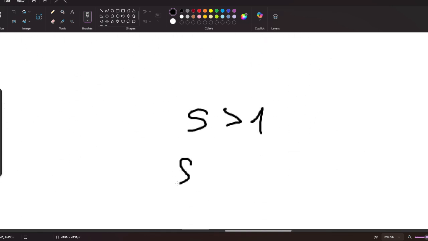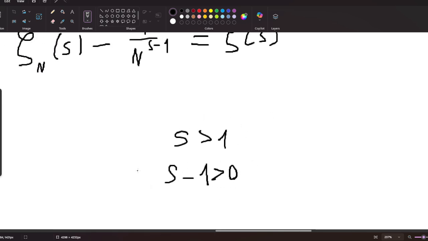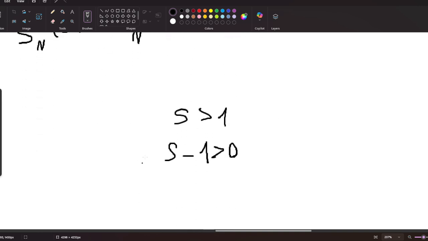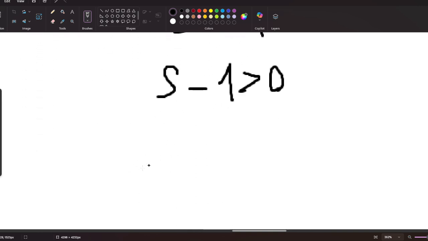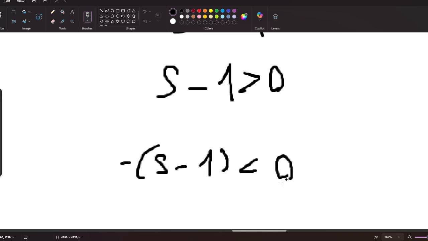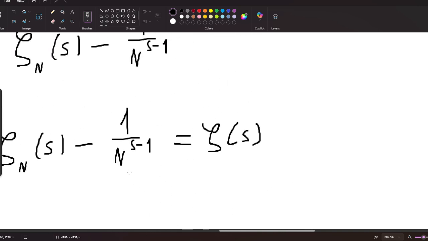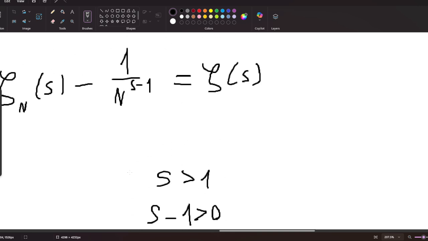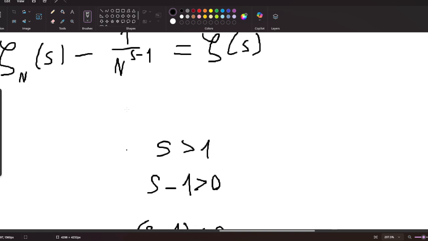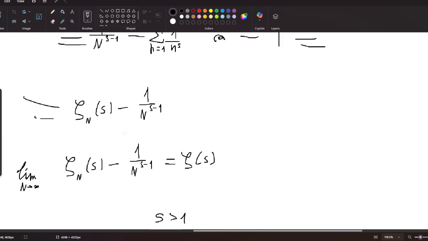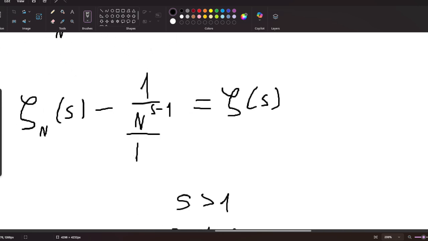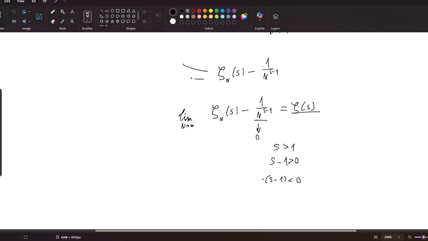This implies that s minus 1 is greater than 0. And this should imply that minus s minus 1 is going to be less than 0, so alright, I'm being silly, I think. Okay, yeah, I see. This thing is going to converge to 0, so we get just the Riemann zeta function of s.